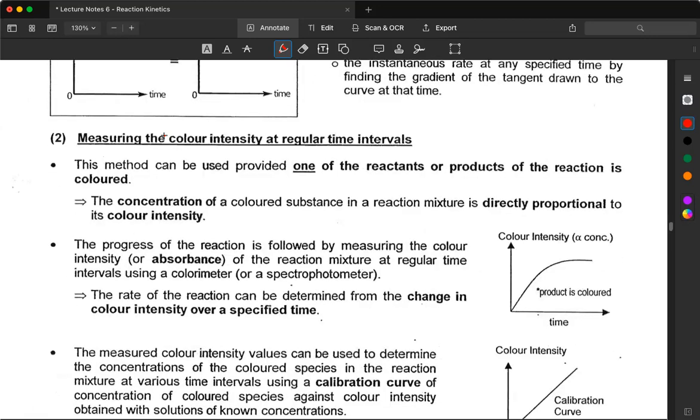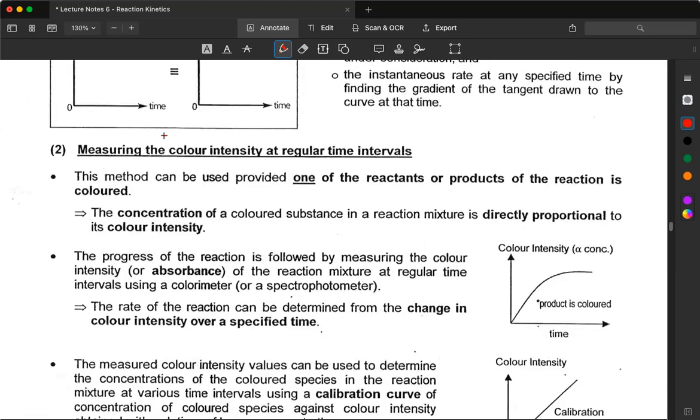Another method is measuring the color intensity at regular time intervals, which is actually quite direct, provided one of the reactants is colored. If not colored, it cannot be done. And the concentration should be directly proportional to the color intensity to make this method successful.